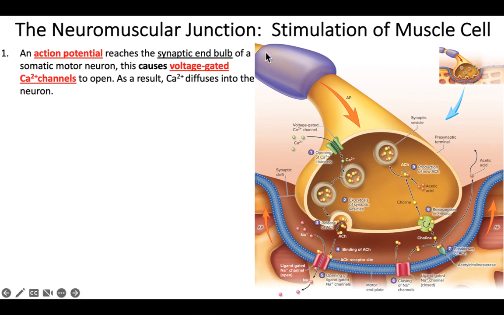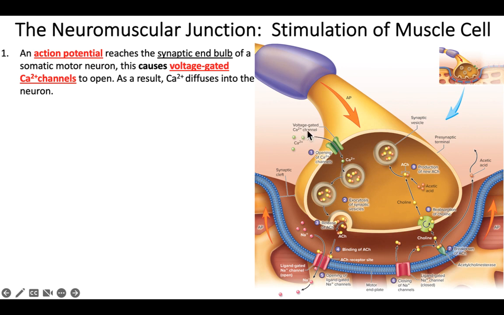Now, when the signal gets to the end of the axon, this end of the axon is called the synaptic end bulb, because it's kind of like a bulb here. This figure calls it a presynaptic terminal. But anyway, it's the end of the axon. All right, so this AP represents the action potential. So the signal comes down, and that signal is going to open up what's called an ion channel. And this ion channel is actually a voltage-gated calcium channel.